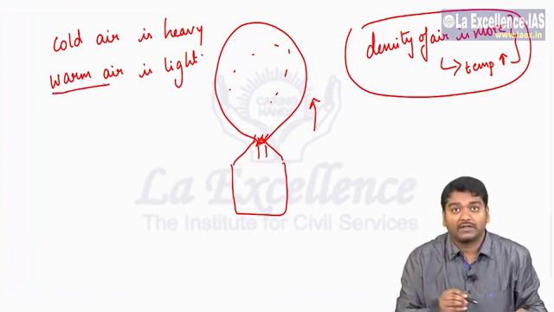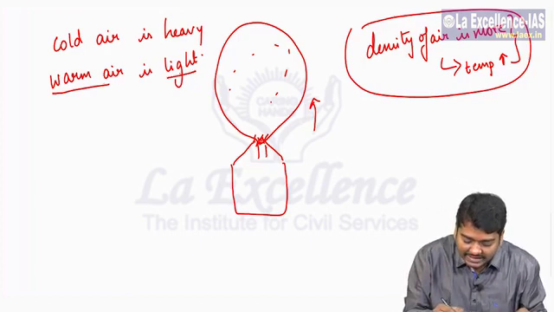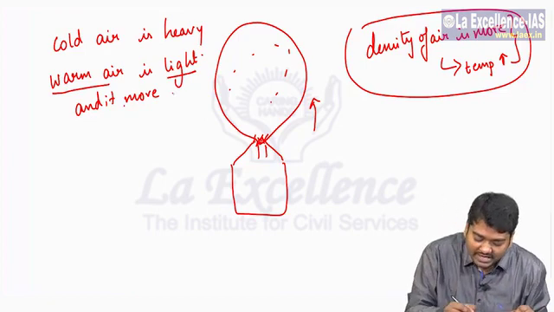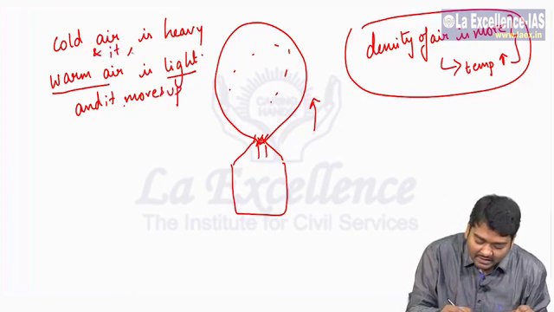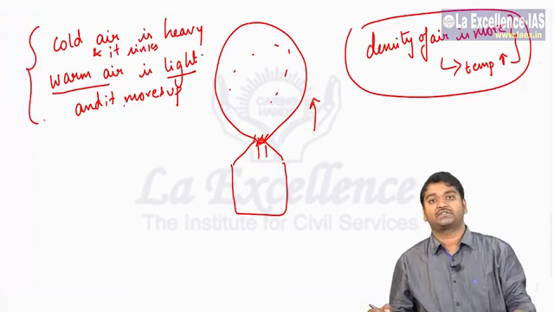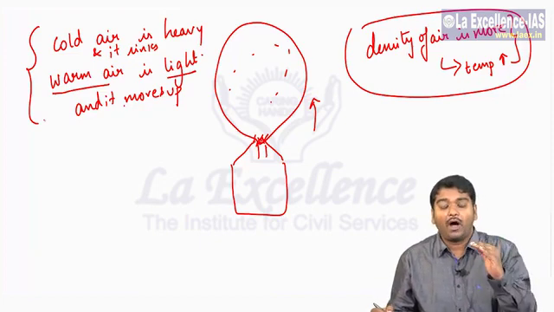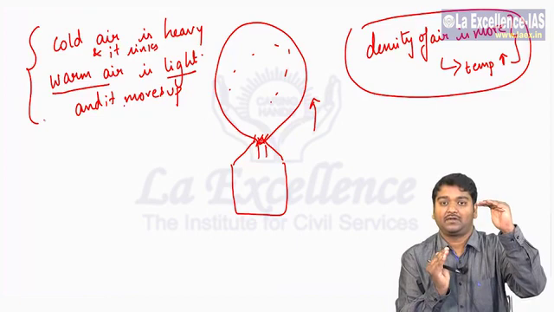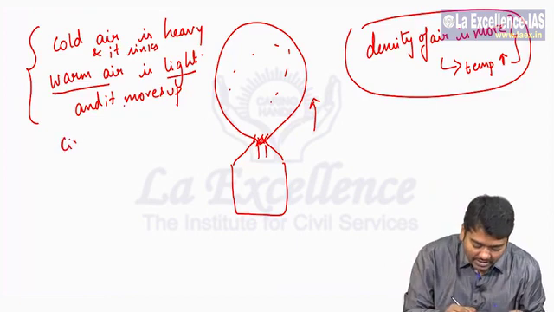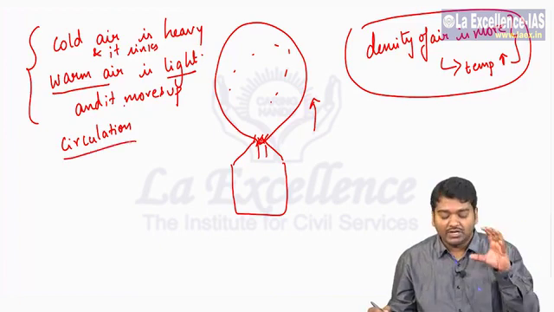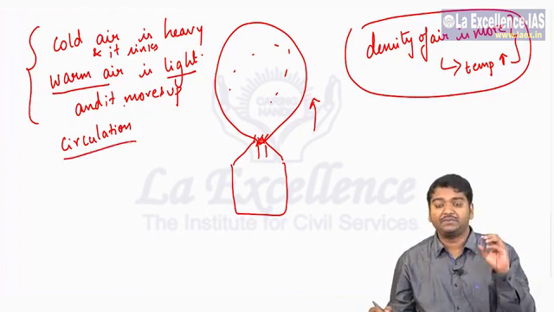Warm air, that is hot air, is light and it moves up. Whereas cold air is heavy and it sinks. These two are very, very important for us. What did we see? Warm air rises, cool air comes down. So this is what air circulation is all about. Correct? So now I have explained some basic concepts.